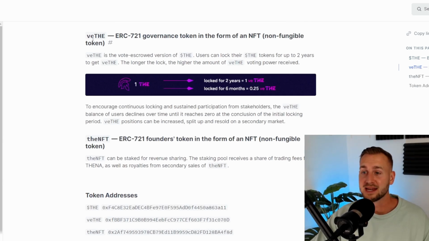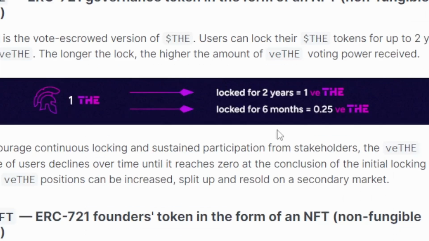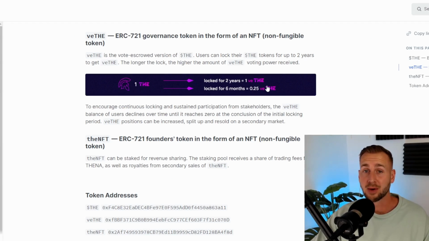Then we have veTHE, as I mentioned, vote escrowed THE. So this is where you lock up your THE tokens into veTHE, and the longer you lock, up to a 2-year duration, the greater the voting power you receive. So it says if you lock for 6 months, you'd get 0.25 veTHE per THE, but if you lock 1 THE for 2 years, you'll get 1 whole veTHE. So longer locks, the more vote power you get, and this is very interesting for the bribes.